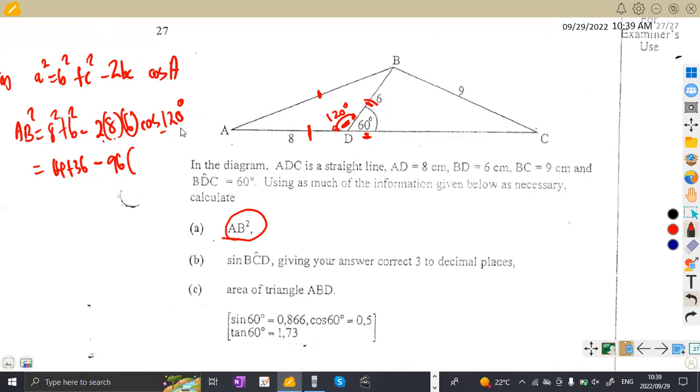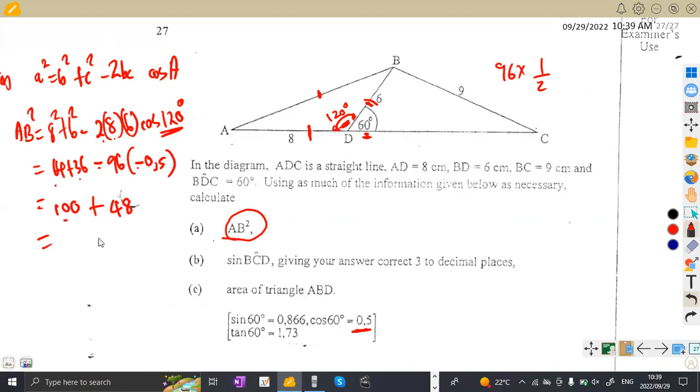Okay, times cos 120. Cos 120, we take it from cos 60. Cos 60 is 0.5. So that means 120, because it's an obtuse angle, is going to carry a negative, which is negative 0.5. All right, then from there we can add, this is going to give us 100 minus and minus, that's a plus. So you multiply 96 times half, same as 96 times 0.5. That's half of 96. And what is half of 96? Half of 96 is 48.